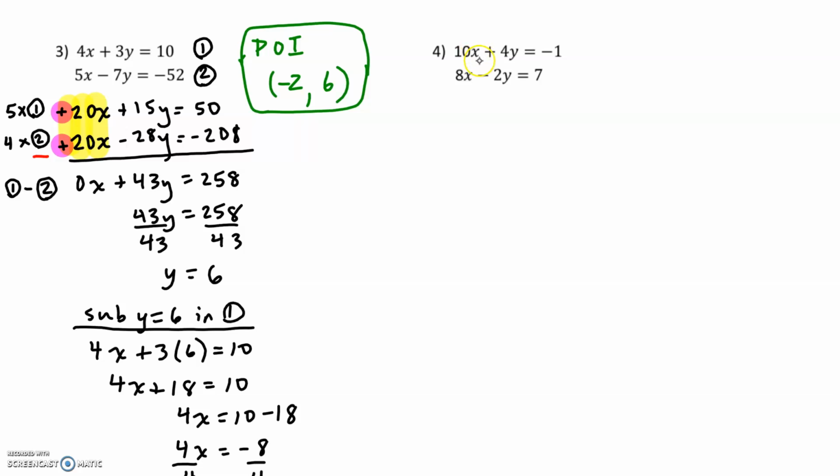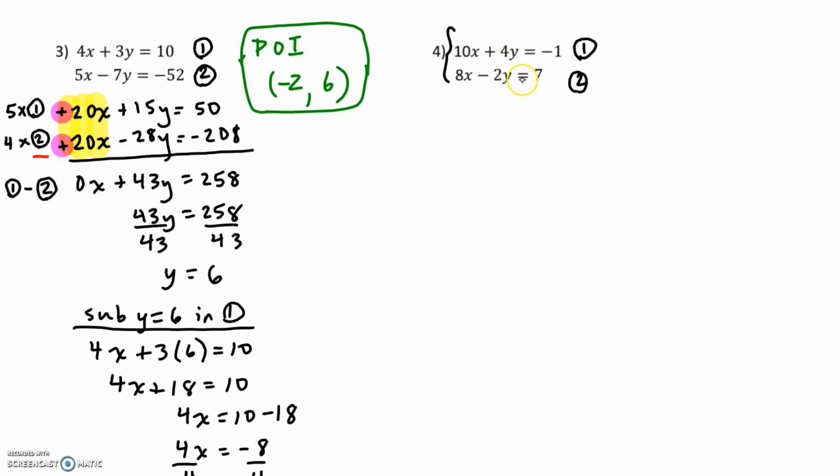All right, so I check. I have x term plus y term equals number, x term plus y term equals number. So these are both ready in our linear system. I can see that I don't have the same coefficient for x's. I don't have the same coefficient for y's. And so I have to decide what I'm going to do. Either make both the x's the same or make both the y's the same.